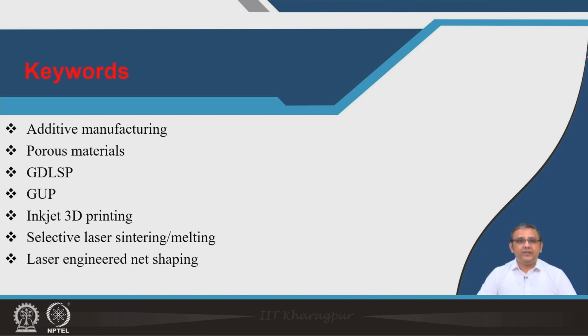The main keywords for this lecture are additive manufacturing, porous materials, GDLSP, GUP, inkjet 3D printing, selective laser sintering or melting, that is SLS or SLM, and laser engineered net shaping or LENS.